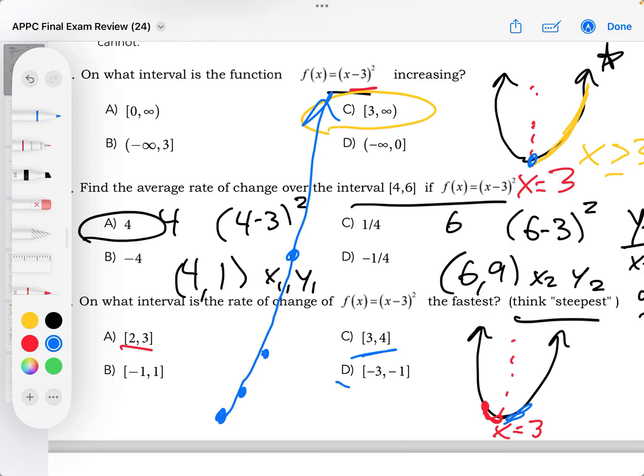So I'm really just looking for which of these intervals is farthest away. So from -1 to 1, that's going to be somewhere in this region right here. But as I get to -3 to -1, I would be in this steep region right here. So therefore, the farther from the axis of symmetry, the steeper my parabola.